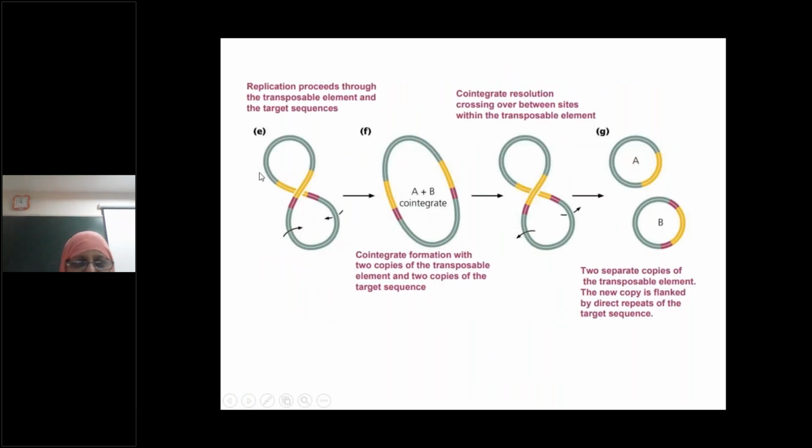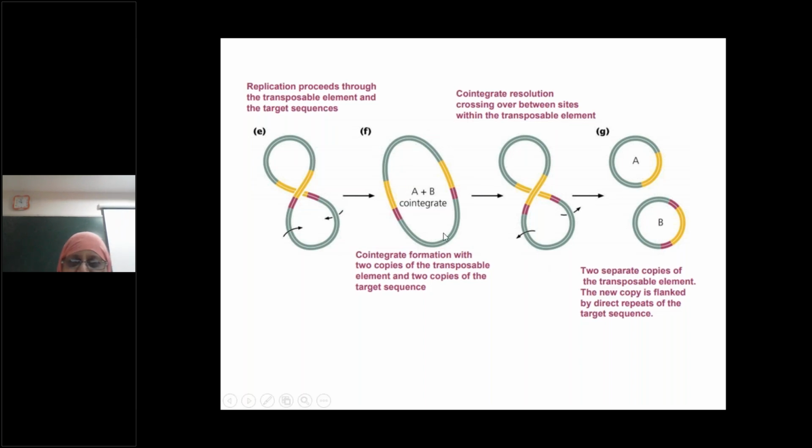So here replication has taken place through the transposable element and the target sequence. So you can see here the double strands are forming. What we are getting is an integration of the A and B molecules, a co-integrate formation with 2 copies of the transposable element and 2 copies of the target sequence. Here it is taking place.